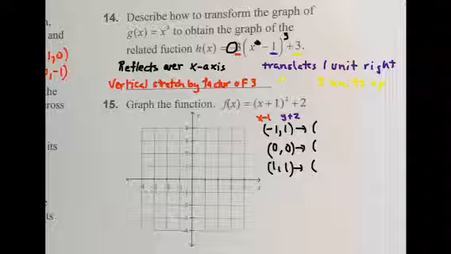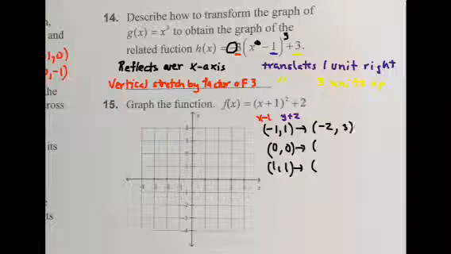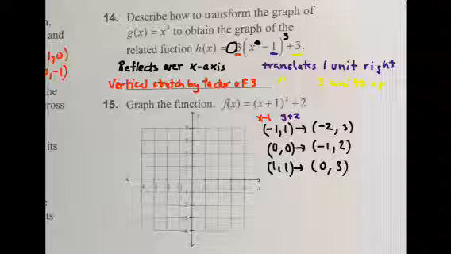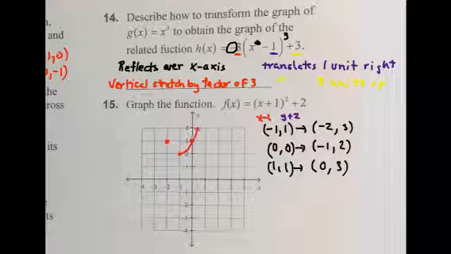So negative 1 minus 1 is negative 2. 1 plus 2 is 3. Then 0 minus 1 is negative 1. 0 plus 2 is 2. Then 1 minus 1 is 0. 1 plus 2 is 3. So now we're going to plot those points. Negative 2, 3. Negative 1, 2. And 0, 3. So there's your parabola.